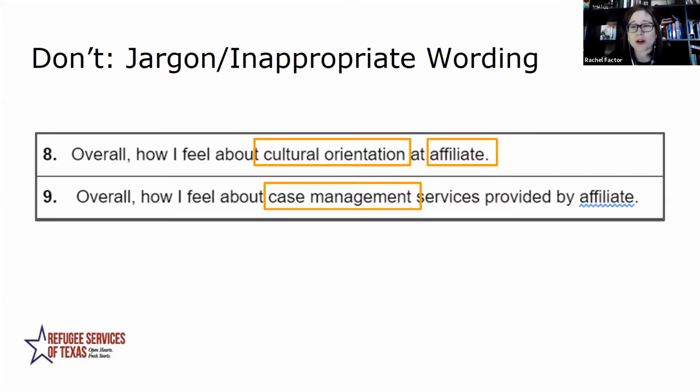The other term on here that I don't like so much is the word affiliate. And this is, again, kind of a jargony word. It's the word that we use to refer to our agencies or our organizations that provide services, but it's not even that common of a word, I think, in English. So I would possibly change that to be either the name of the organization or to say organization or agency, something a little bit more common.